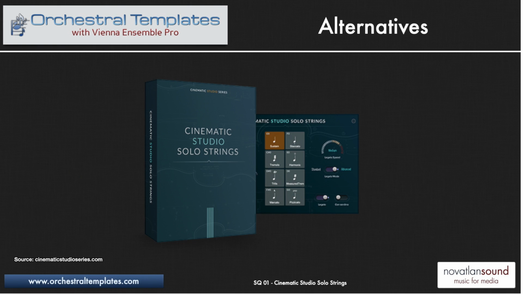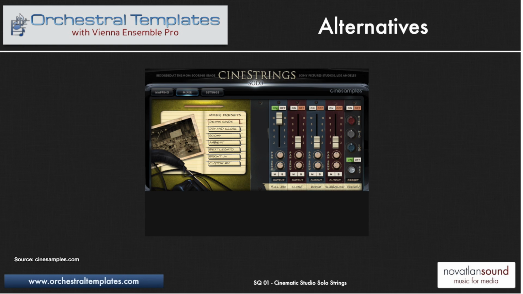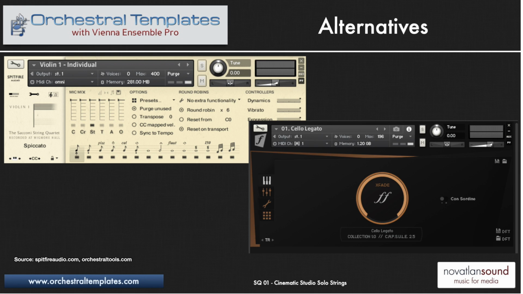All have their own focus, but the major difference is the UI and workflow of CSSS, which might be the best compromise between being most suited for rapid prototyping as well as fleshing things out later. Cinesamples' offering also leans heavily on the easy-to-use side, while Spitfire's and Orchestral Tools' entries lean more towards deep programming.